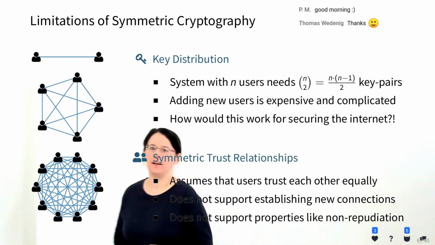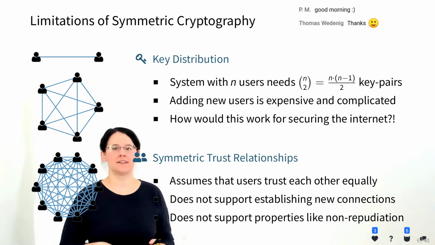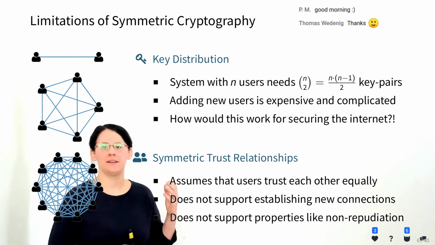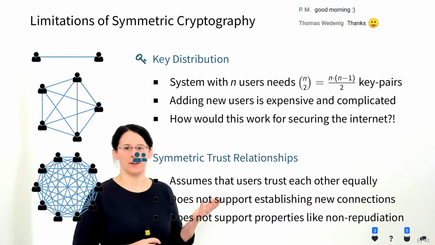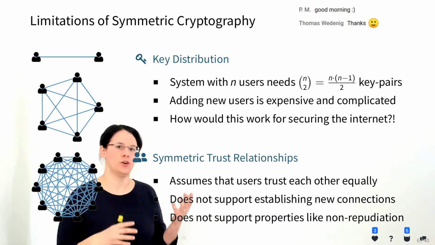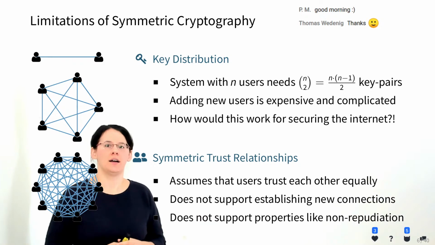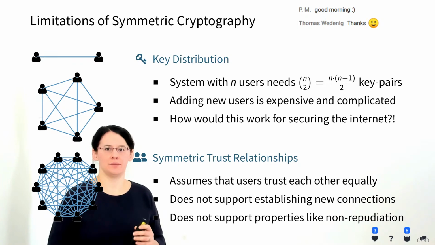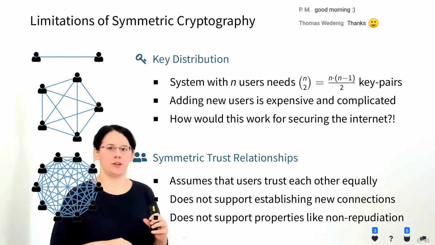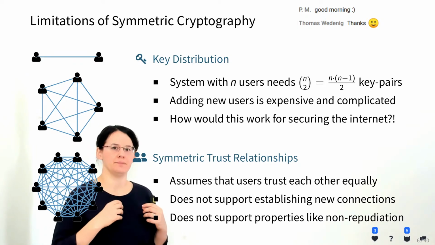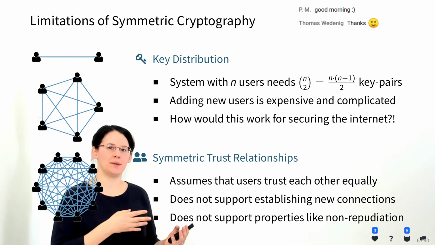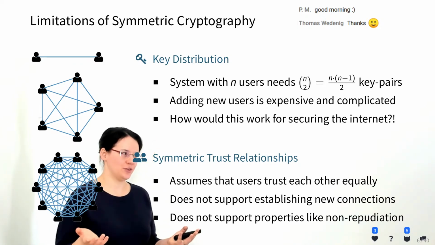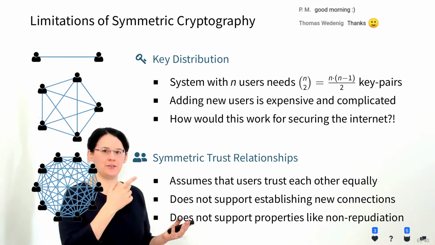And there's one other problem, and that is that in symmetric cryptography, we always assumed symmetric trust relationships, meaning users trust each other equally. Alice wants to talk to Bob, Bob wants to talk to Alice, and they trust each other. This is not necessarily the case in the real world. So in particular, in some cases, you want to have properties like later being able to prove that somebody signed something. For example, if you're talking to someone and you want to sign a contract, it's not possible to do that with a symmetric key.